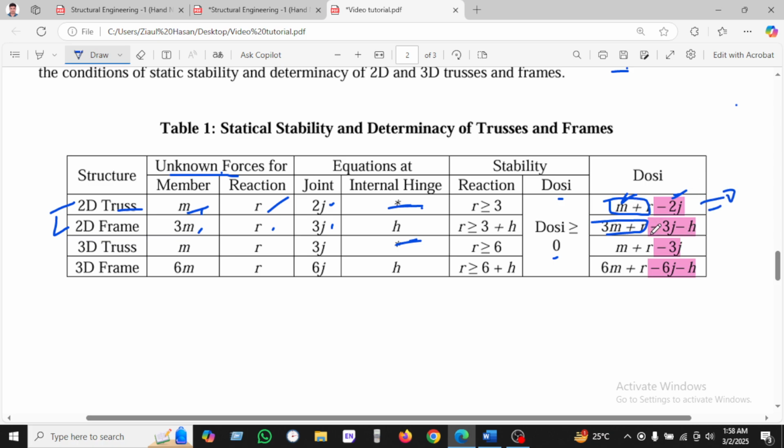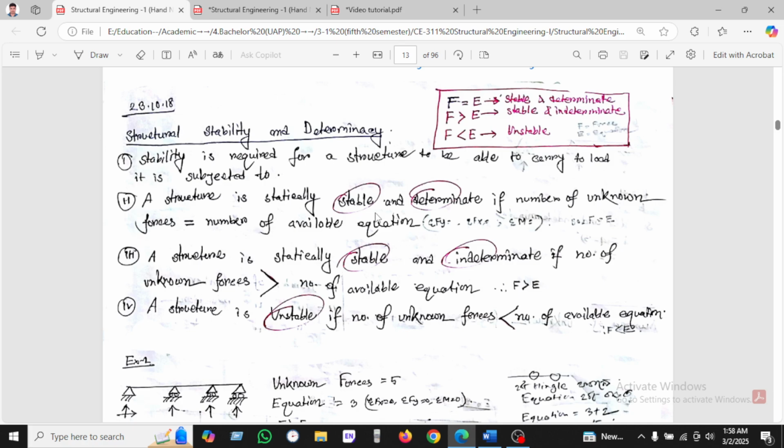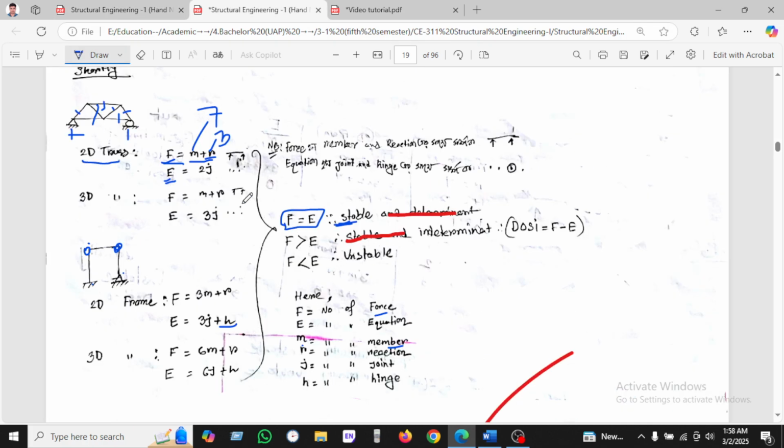If this calculation is zero, then it will be stable, because these are the force portion and these are the equation portion. So force is the minus, and these are the plus. If this portion and this portion are zero, then we can say this is stable, as we have been seeing here. These are stable.